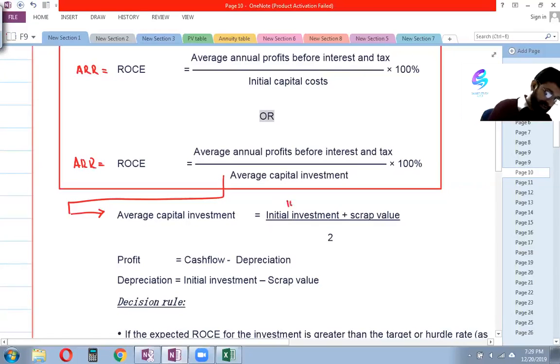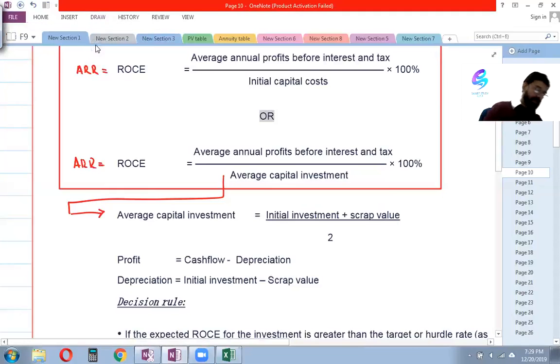So let's say you started your business with 1 million investment, and in the end, the value of that investment is 100,000, right? So you'll add these two together divided by 2, right? So you have the value at the start of the investment and the value at the end of the investment divided by 2, and that will be your average investment, right? So if your examiner wants you to calculate the return on capital employed on average basis, then you have to calculate the average capital investment.